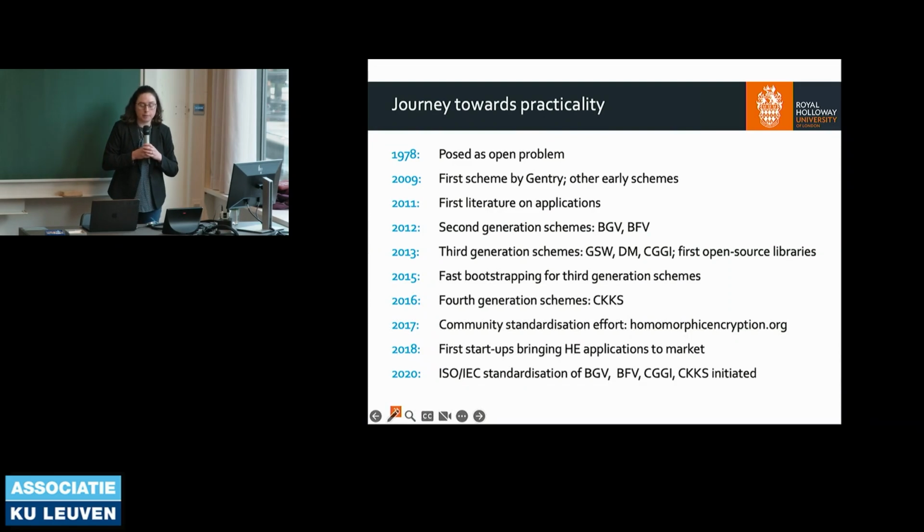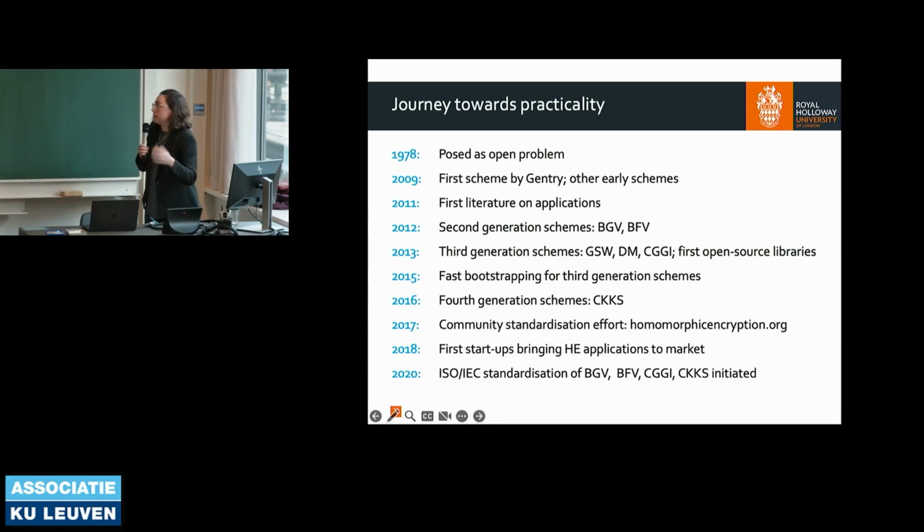2016, there was another big moment because a fourth generation scheme was proposed called CKKS. This was kind of a fun scheme because it allowed more direct computation on real data, which might be the kind of data you might see more in practice. So yeah, we'll see later for some of the applications why this might be very important.